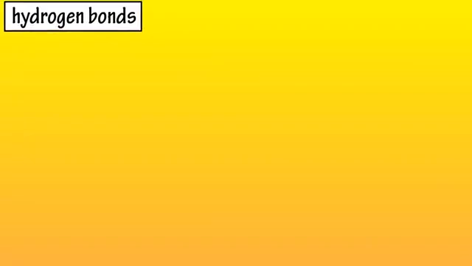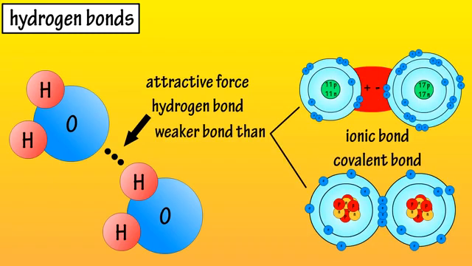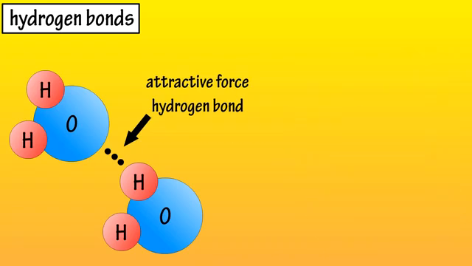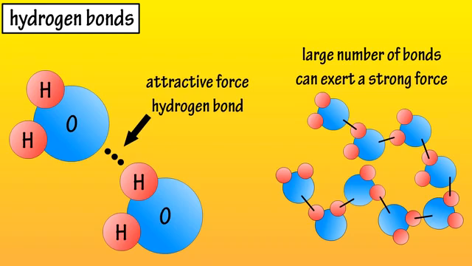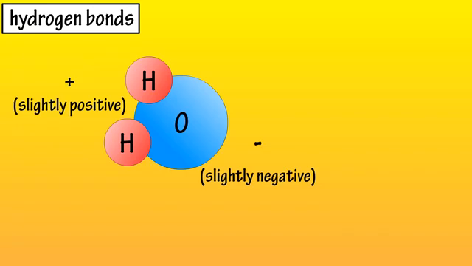What are hydrogen bonds? An attractive force called a hydrogen bond can exist between certain molecules. These bonds are weaker than ionic or covalent bonds because it takes less energy to break these types of bonds. However, a large number of these bonds going on can exert a strong force. Hydrogen bonds are the result of an unequal charge distribution on a molecule.